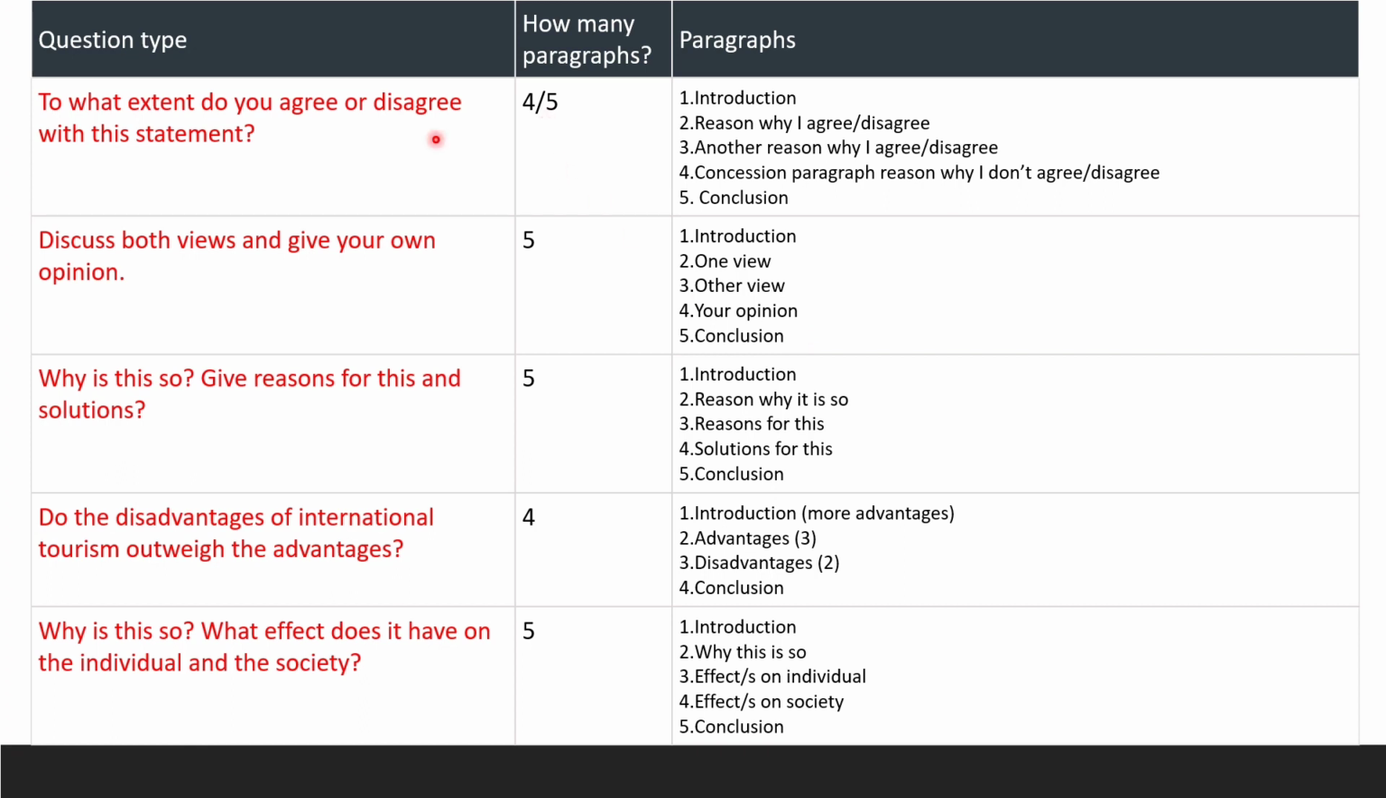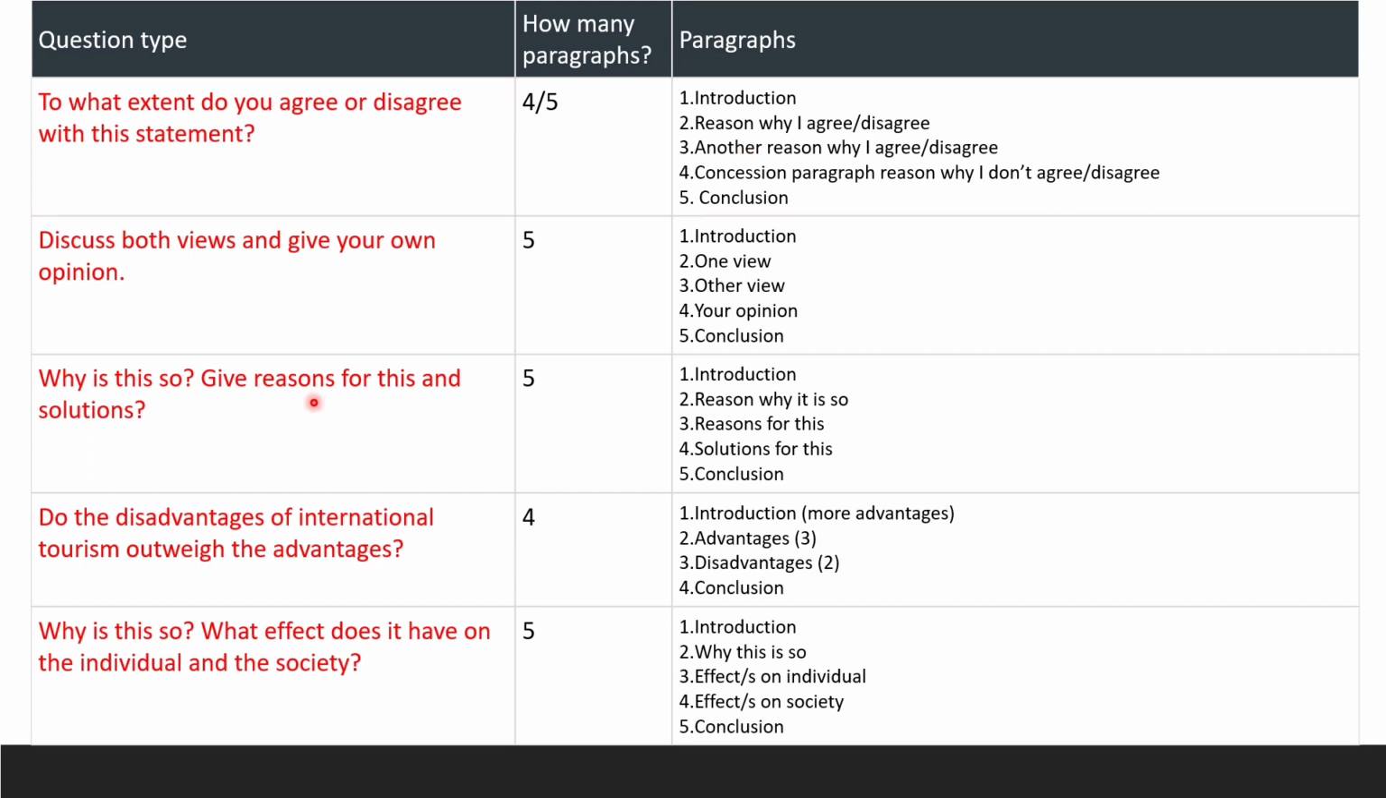See, in this part, to what extent do you agree or disagree? It's your wish whether you want to explain it in 4 paragraphs or 5. Means you can club these two. Point number 2, reason why I agree or disagree, another reason. It can be written in 1 paragraph also.